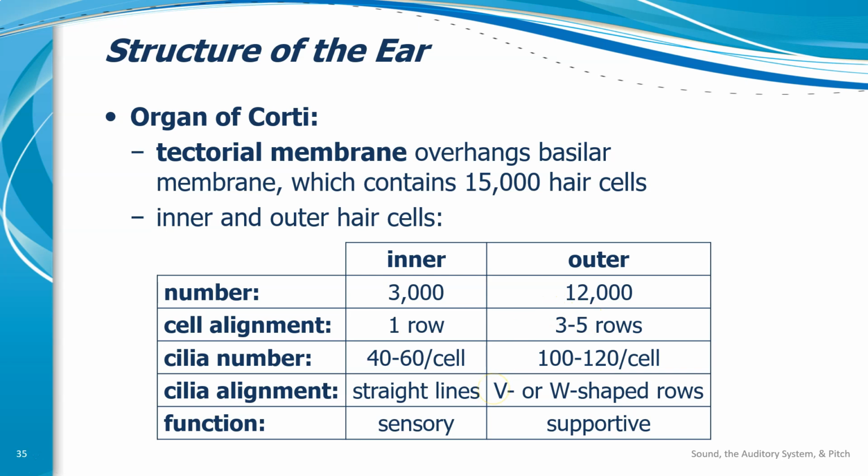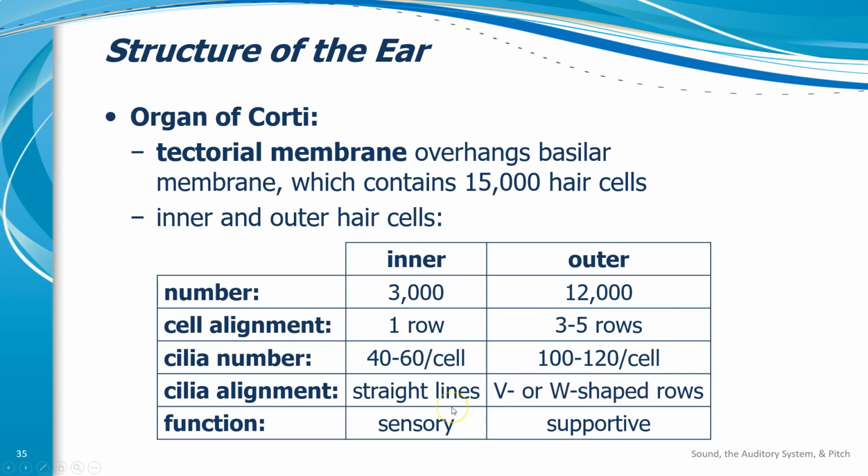Now, it was really hard to see in that diagram, but the hair cells are called hair cells because they have little hairs sticking up out of them. Okay, if you want to be technical, and you probably should be, they're called cilia. The inner hair cells have about 40 to 60 of these cilia per cell. For the outer hair cells, again, big difference, way more, 100 to 120 per cell. And that's not it. The cilia in the inner hair cells, so the little hairs, are arranged in straight lines, but for the outer hair cells, they're shaped like V's or W's, which is kind of strange.